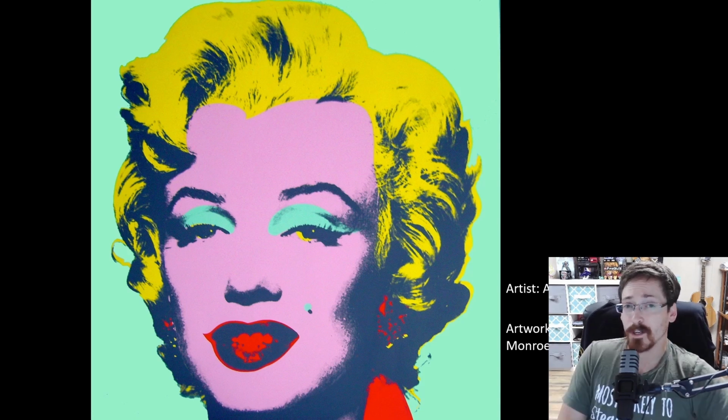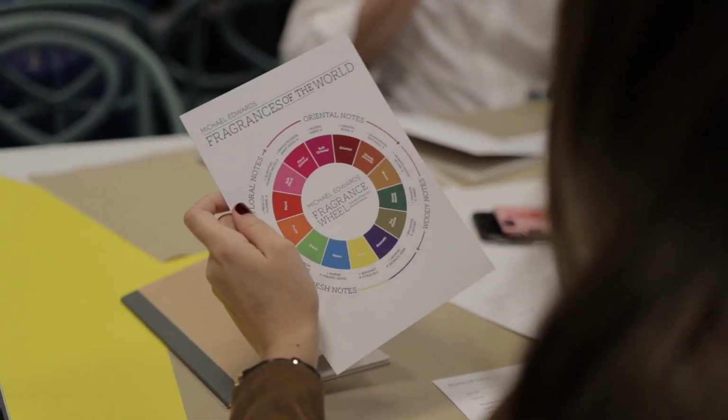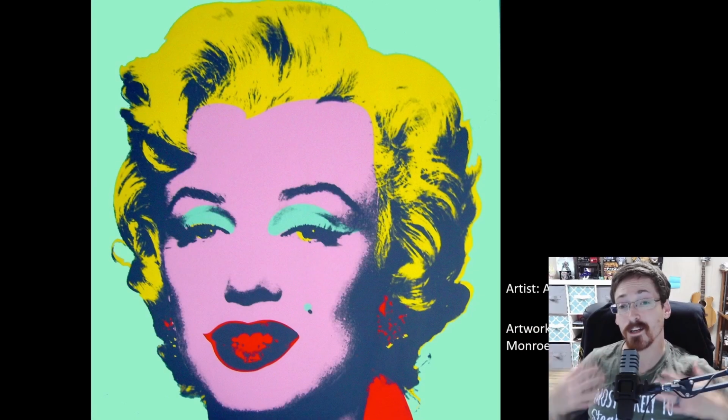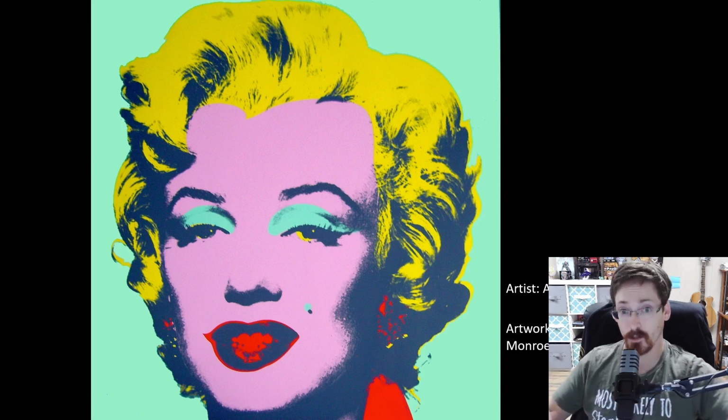There's also contrast in the color schemes. The purple and the yellow are what is known as a complementary color scheme, or in other words, they are opposite each other on the color wheel. This creates contrast whenever the viewer is looking at the artwork with the contrasting colors.